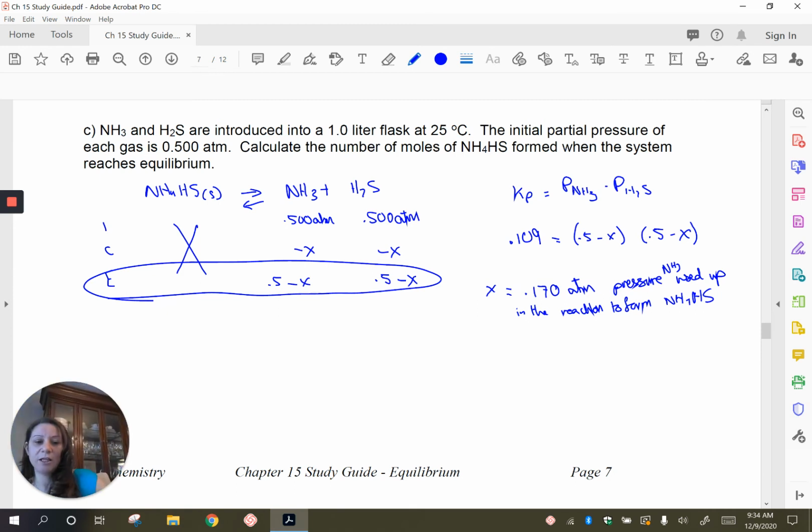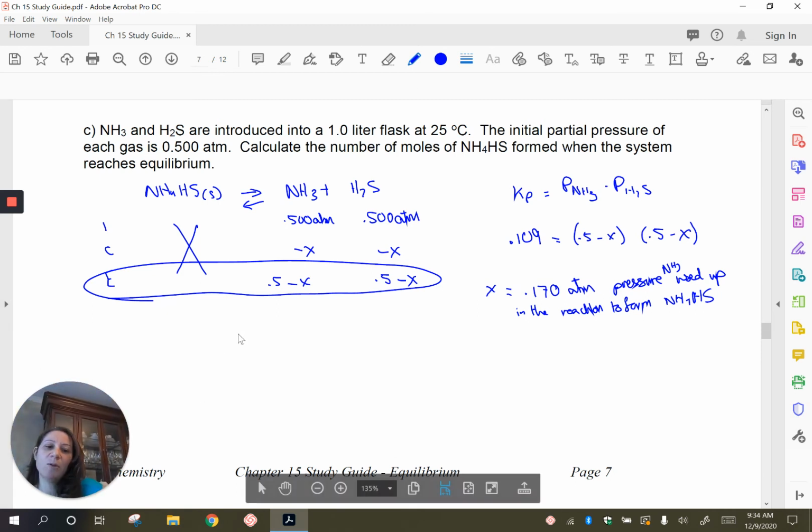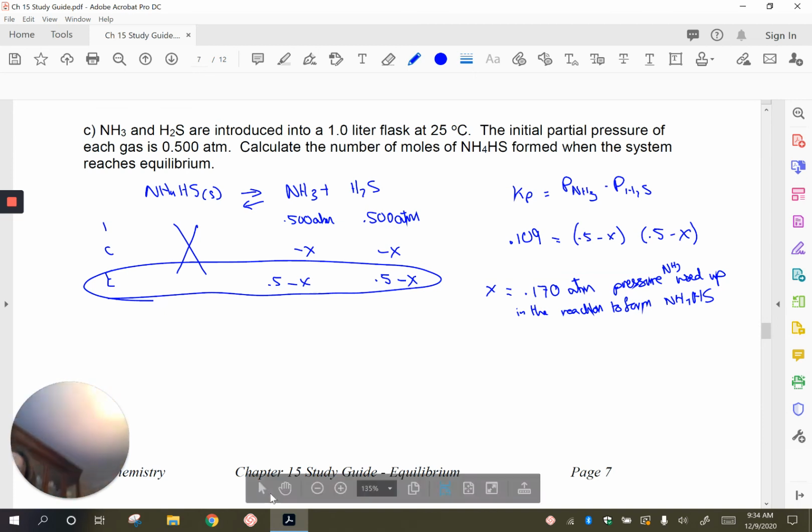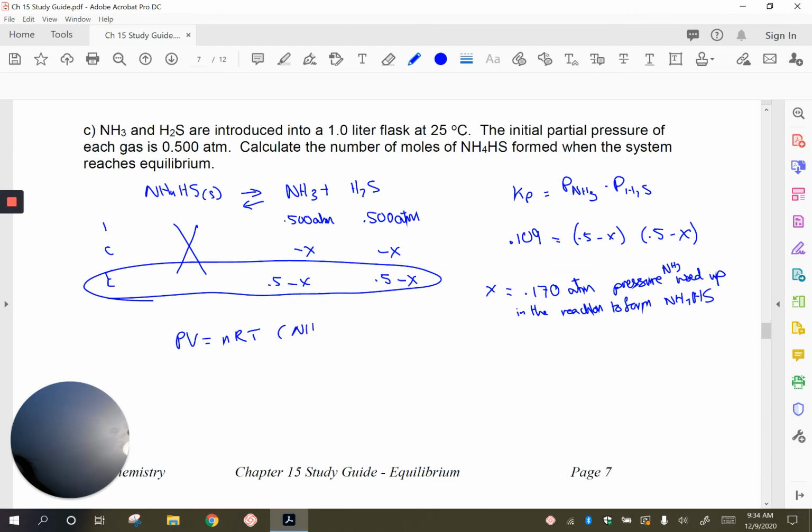So now what? Well, what we could do is figure out how many moles it took for this pressure. If this is the pressure that is used up, then how many moles were used up? We can do a PV equals nRT for ammonia or for H2S. It's going to be the same thing. So I could do a PV equals nRT, plug this in. This is the pressure that's used up, so I can figure out how many moles of ammonia were used up and then go from moles of ammonia to moles of my solid. So I'm going to do a PV equals nRT for ammonia. You could do it for H2S if you'd like. It's going to be the same thing.